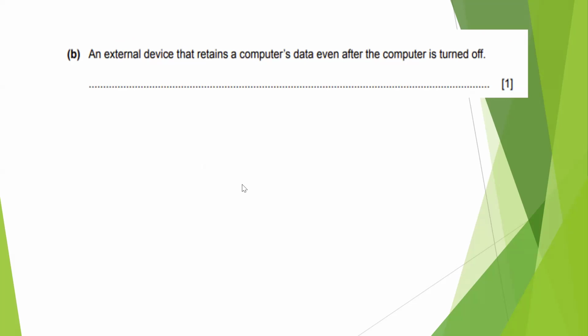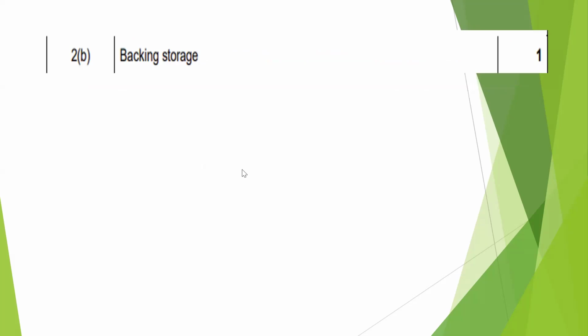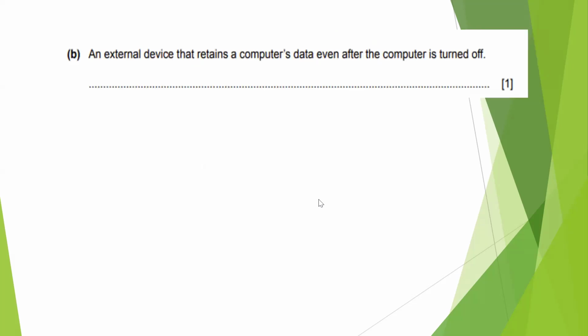An external device that retains computer data even after the computer is switched off. ROM, read-only memory? It says backing storage, which means secondary storage. Actually, you did not understand the question. ROM is already written; you do not write anything on ROM. But the question says an external device that retains computer data even after the computer is switched off. Computer data means you are writing something.